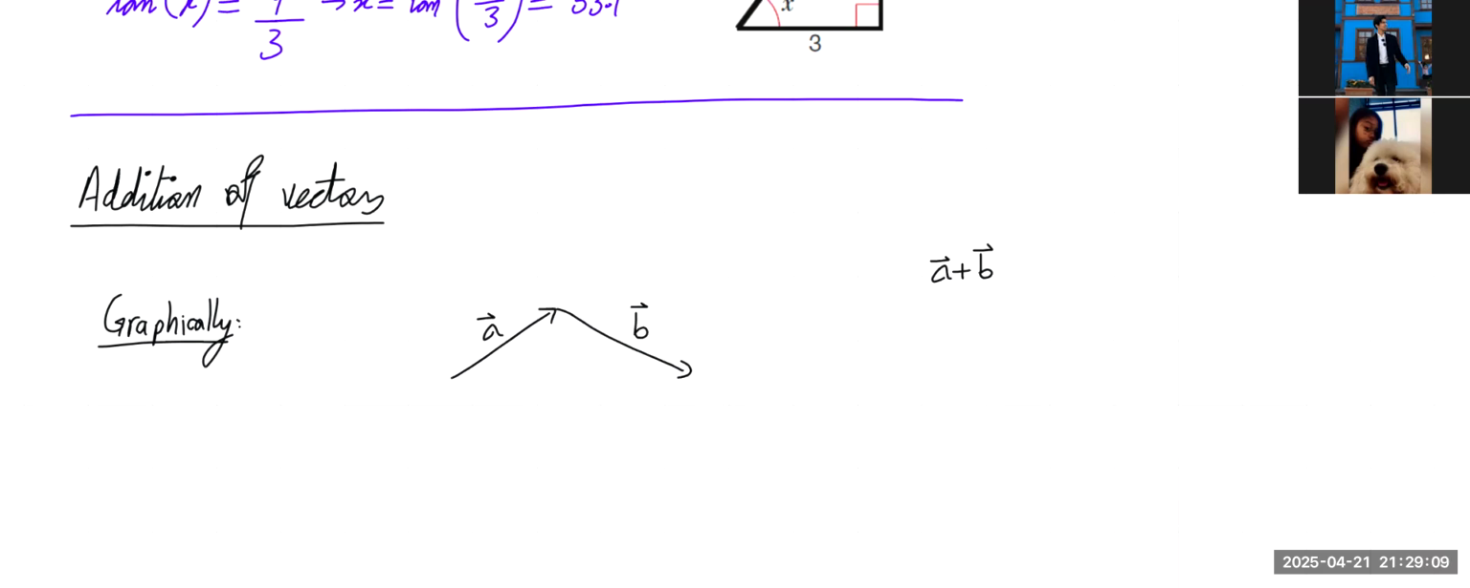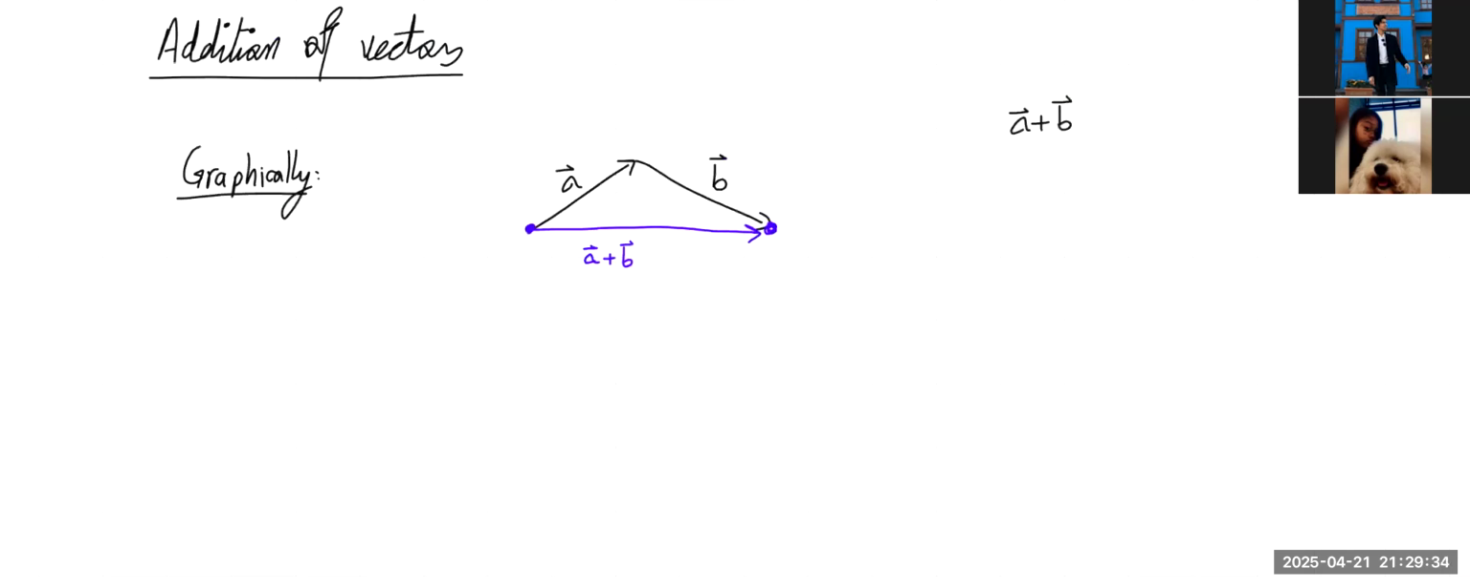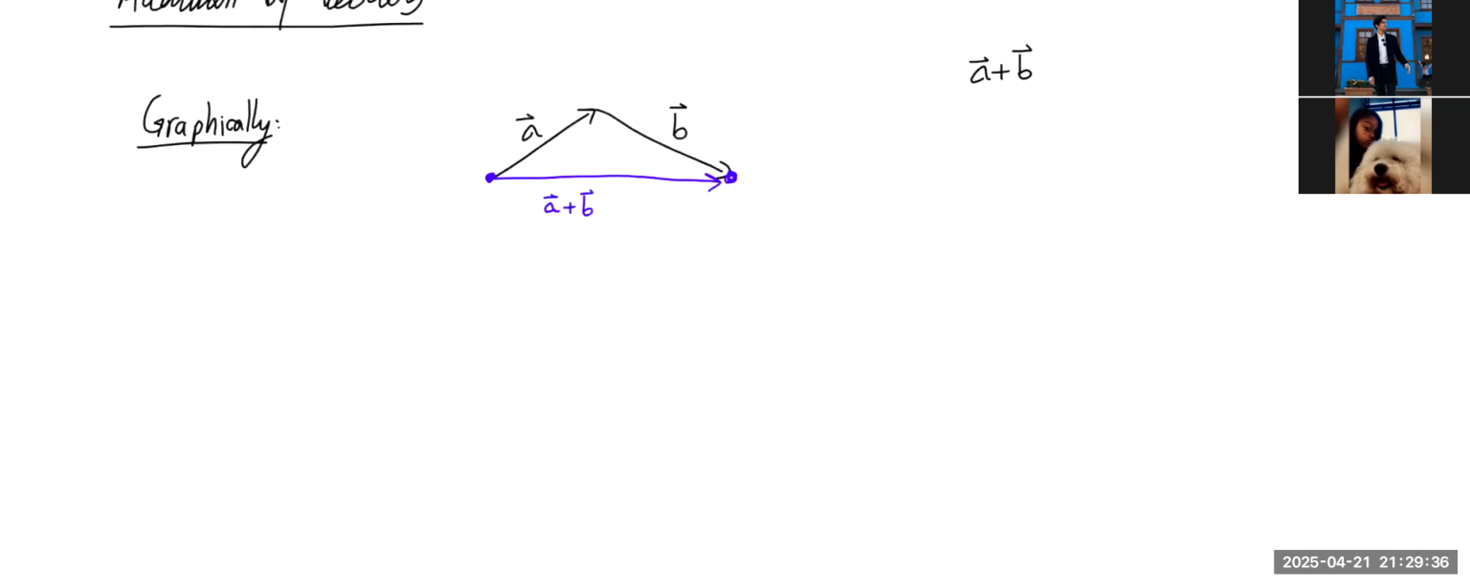Now, to find A plus B, all you have to do is go from the beginning of A to the end of B. So go from here to here and draw a final vector between the starting and ending point. This blue vector is A plus B. This is the new vector you will get by adding A and B. You see what I mean? Good.